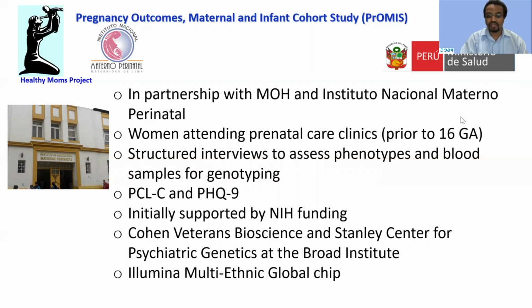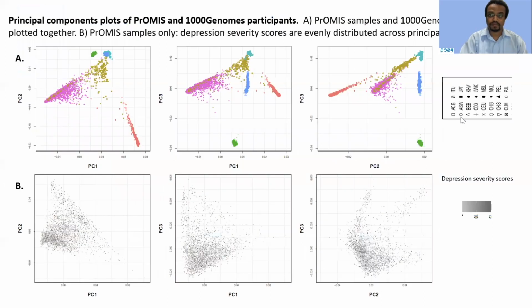We used the Patient Health Questionnaire 9, the Spanish version, to look at depression, and item 9 to assess suicidal ideation. Initially, the work was supported and funded by NICHD. The genetics work was supported by Koenen Veterans Bioscience and Stanley Center for Psychiatric Genetics at the Broad Institute. We used the Illumina multi-ethnic global chip for genotyping, and we obtained summary statistics from the PGC PTSD and depression working groups.